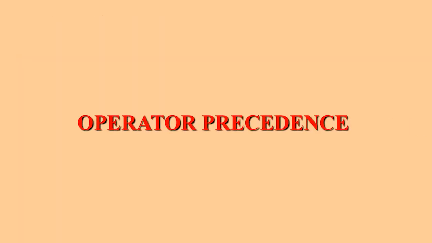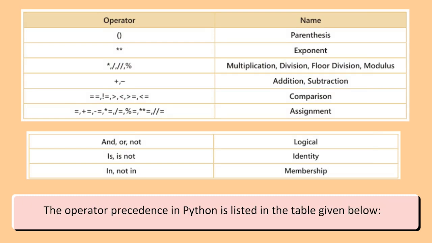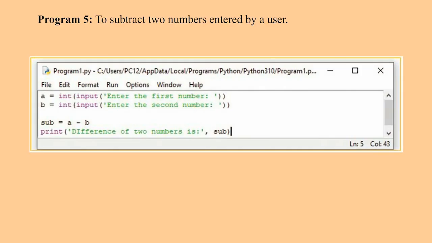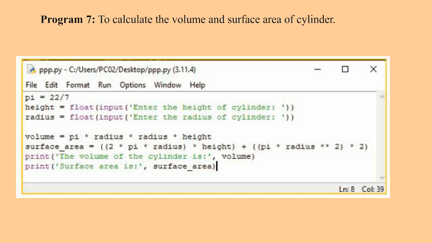Operator precedence. Operator precedence helps to determine the order in which the different operations are performed. The operator precedence in Python is listed in the table given below. Some more programs. Program 5 to subtract two numbers entered by a user. Program 6 to calculate the average marks obtained in 3 subjects. Program 7 to calculate the volume and surface area of cylinder.